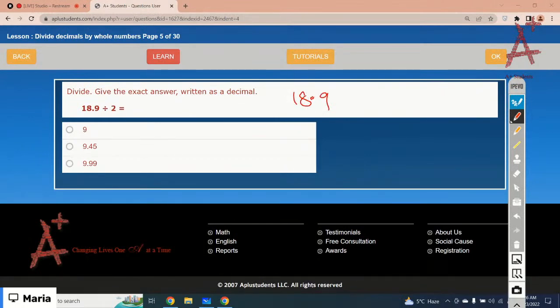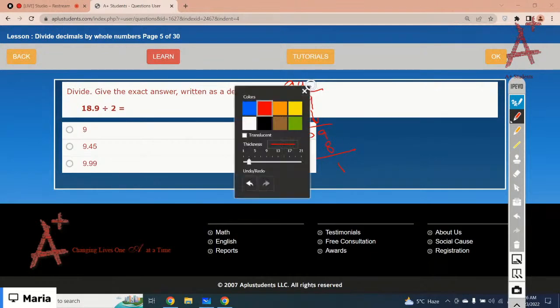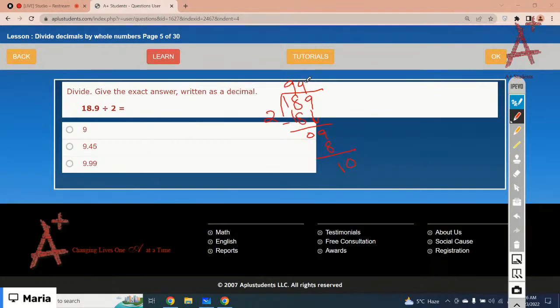So you can divide like we do the decimal numbers. Just divide it like whole numbers. 2 times 9 is 18. Bring the next digit down. 2 times 4 is 8. 9 subtract 8 is 1. Got it? So you can put a decimal point and a 0 over here, because we have to divide until the remainder is 0. So 2 times 5 is 10.